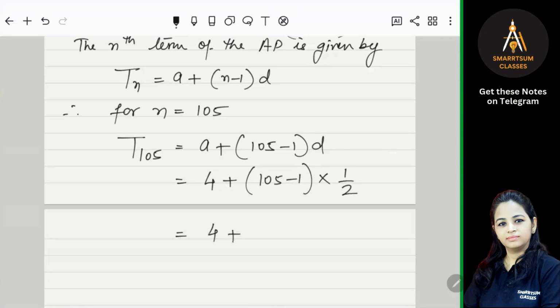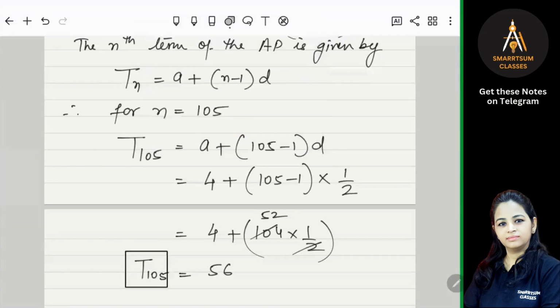Solve this. 4 plus 105 minus 1 is 104 into 1 by 2. Okay. So this will become 52 plus 4 is 56. So what is the 105th term of the AP? That is 56. And this is the answer.